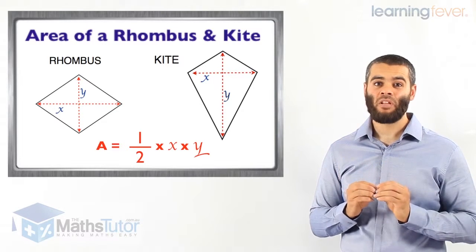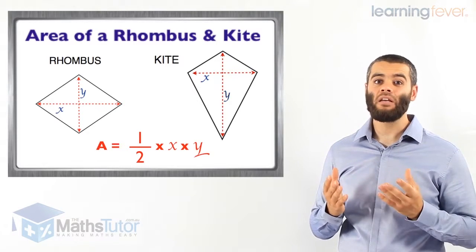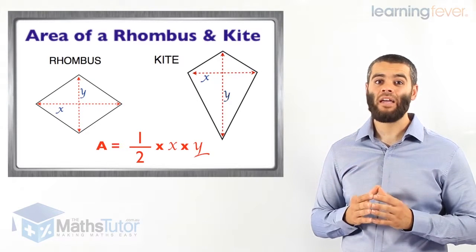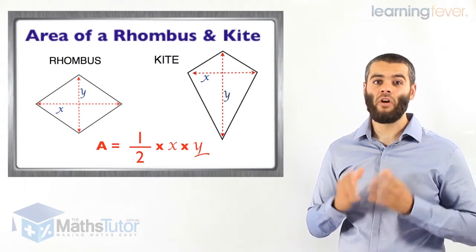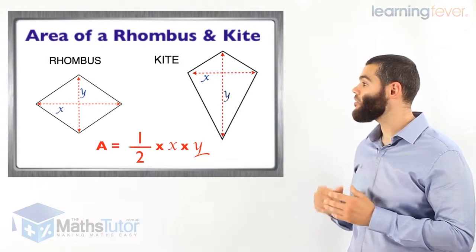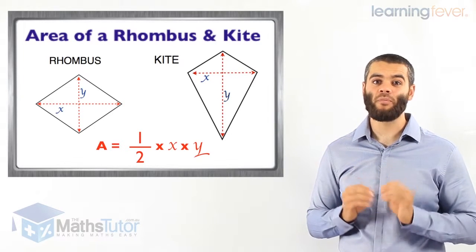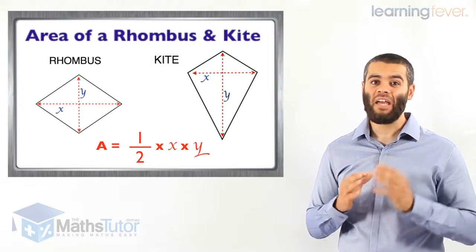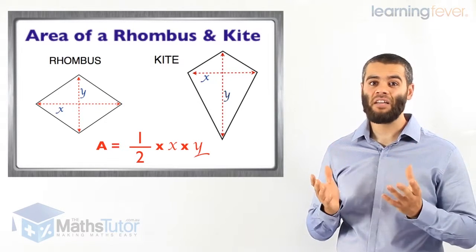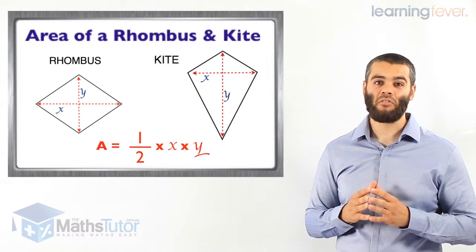Now here, the x and y are not any of the sides of a rhombus or a kite. The x and y are actually the diagonals. Very important for you to remember. A kite and a rhombus have the same formula. However, the x and y are not measurements of the sides, but the measurements of the diagonals of a rhombus and the diagonals of a kite.